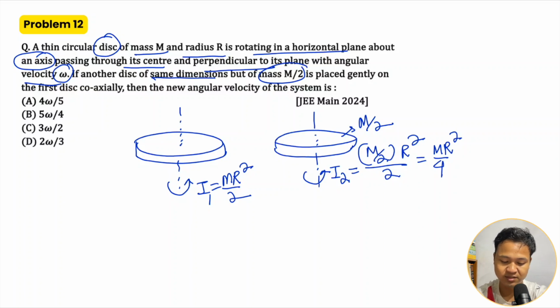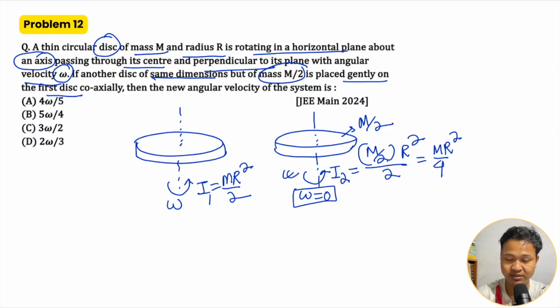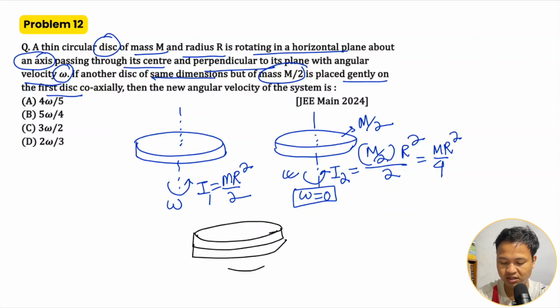So the moment of inertia of the first disc is rotating with omega, and the second disc has omega equal to 0 when placed gently on the first. Then what is the final one? First this, second this, and they will rotate with the same common angular speed. I final is I1 plus I2, the moment of inertia directly added.